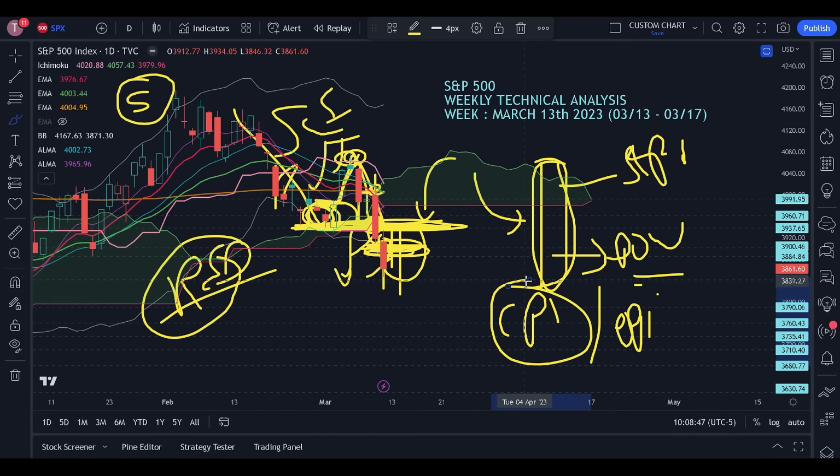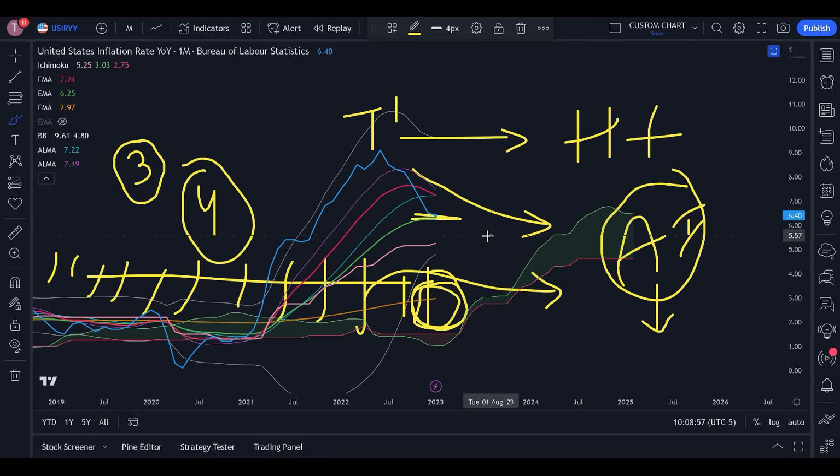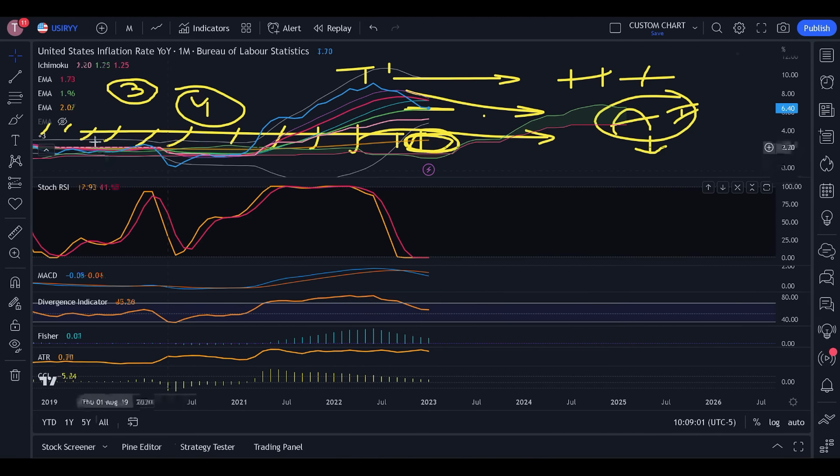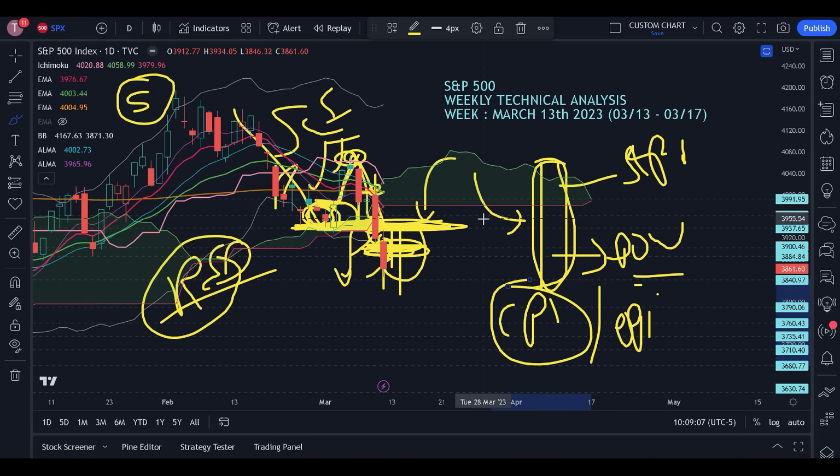If there comes any inflation data, remember the technicals on the inflation. What was that? The stochastic RSI is not allowing any heavy fall or any fall at all.